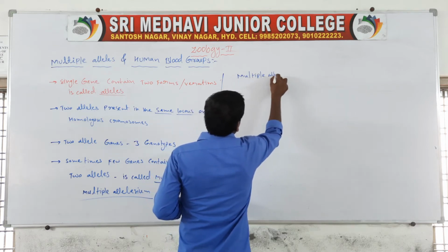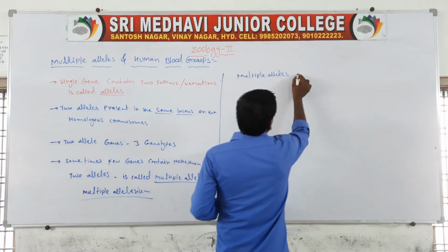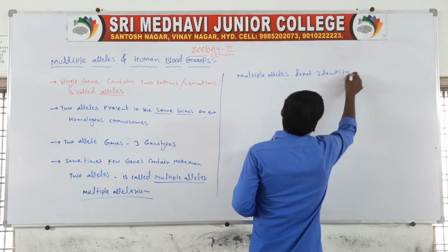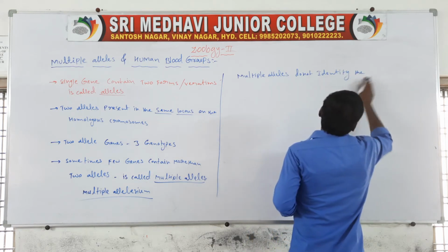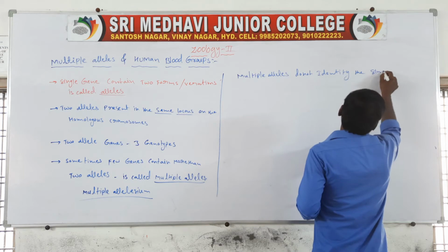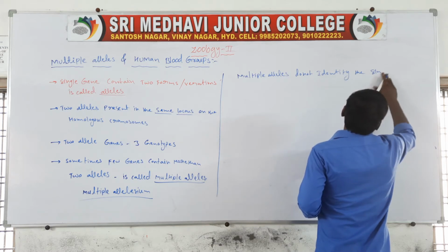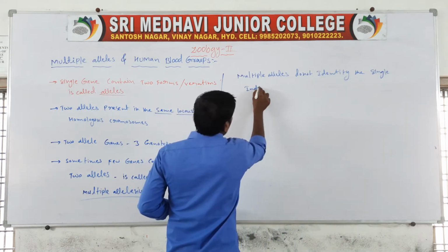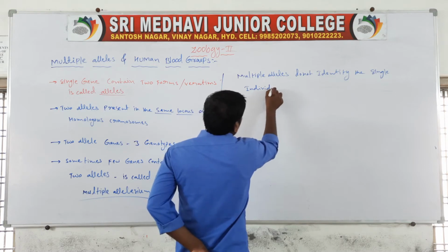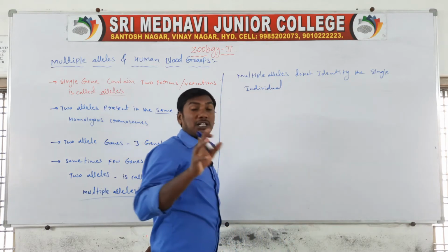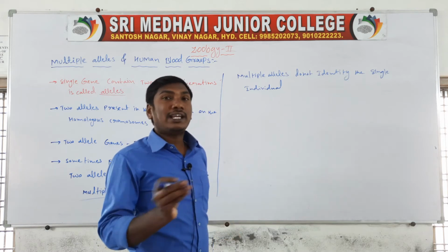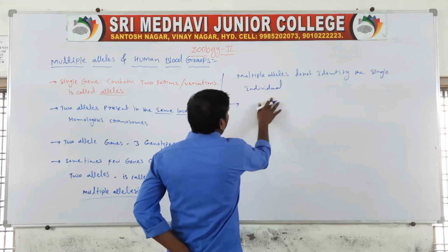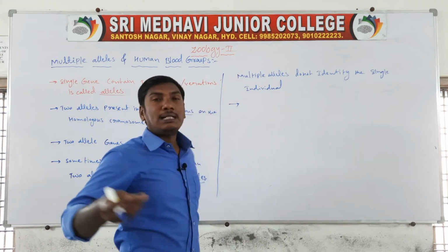Multiple alleles do not identify the single individual, or single organism. They are identified in the same population. So, the multiple alleles are identified in the population.